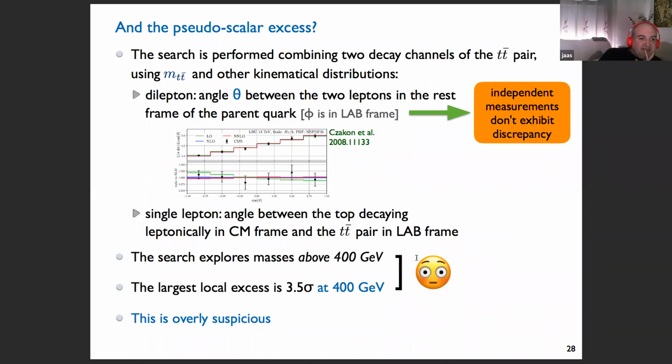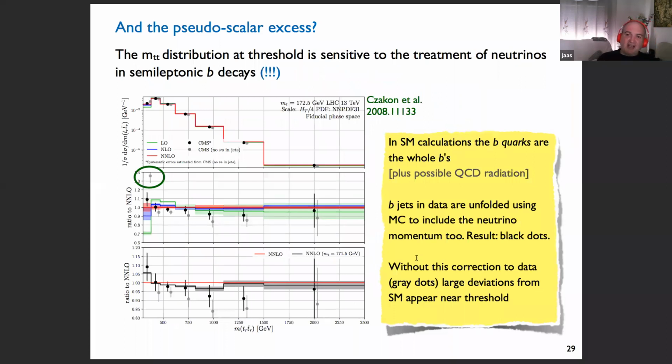A curious thing is that the excess is highest at 400 GeV, and the search precisely starts at 400 GeV. It's quite curious, very suspicious. So it's not like a bump in a sort of smoothly falling spectrum where you see a bump and you say, okay, I have a resonance. No, it's at the lower end of the search interval. So suspicious. And then one comes again to next to leading order.